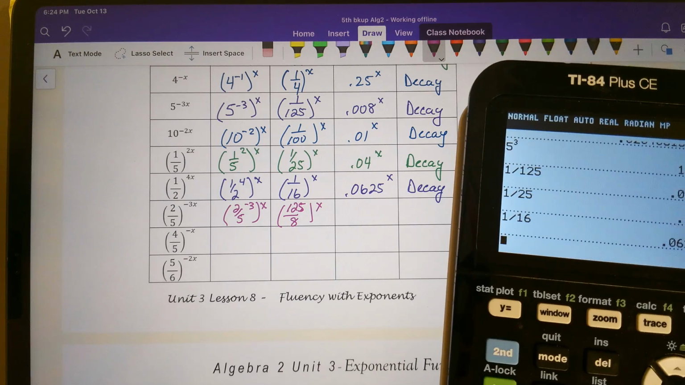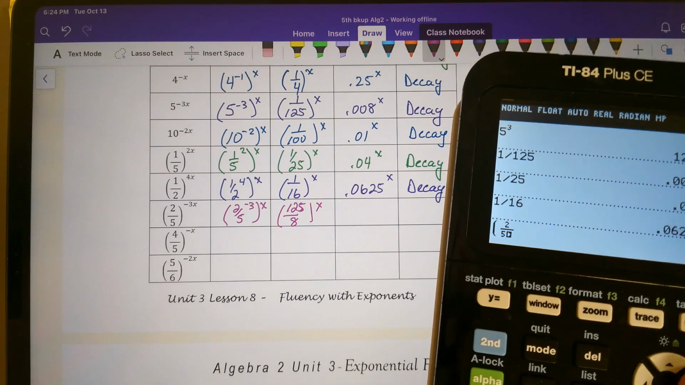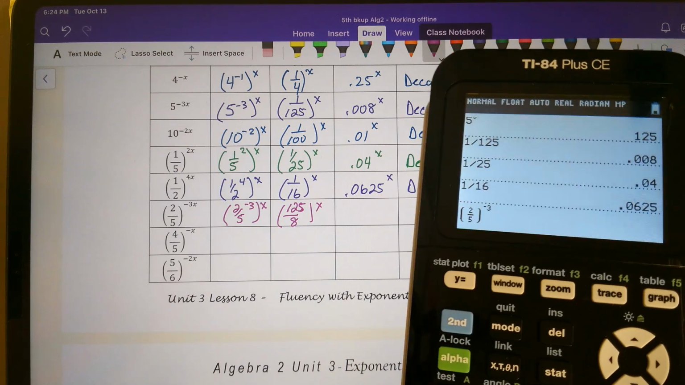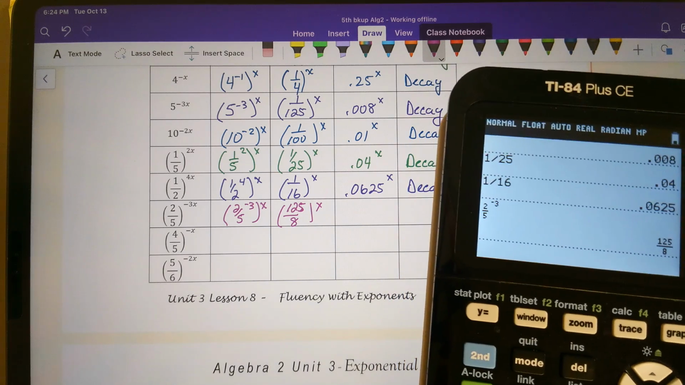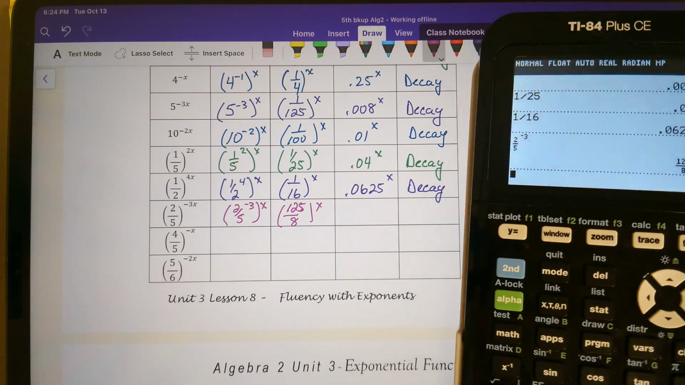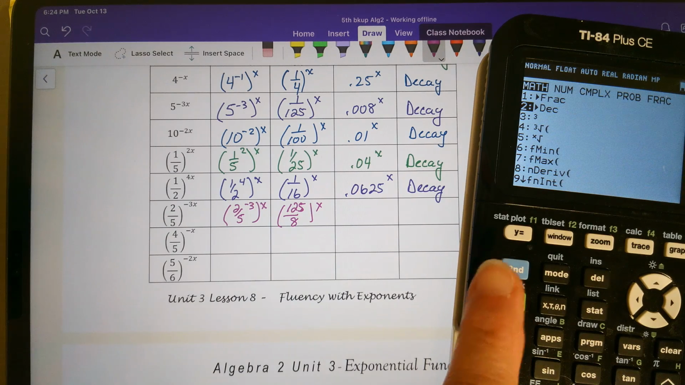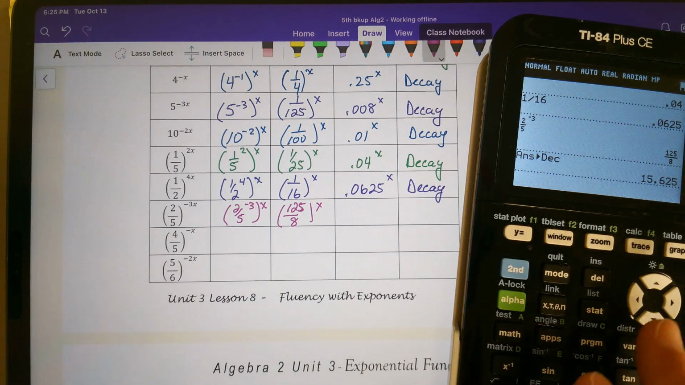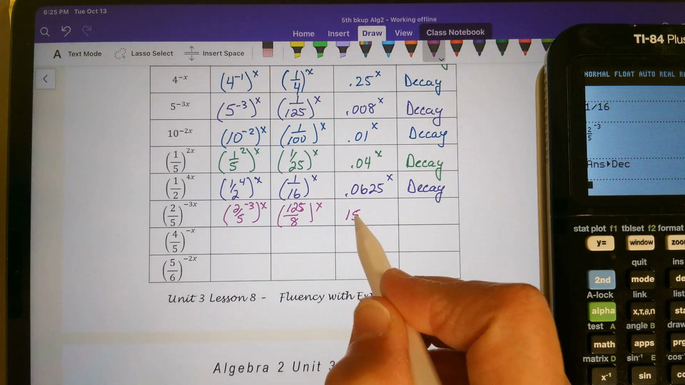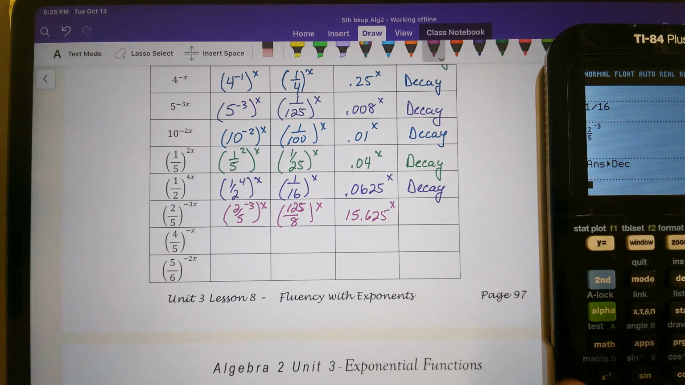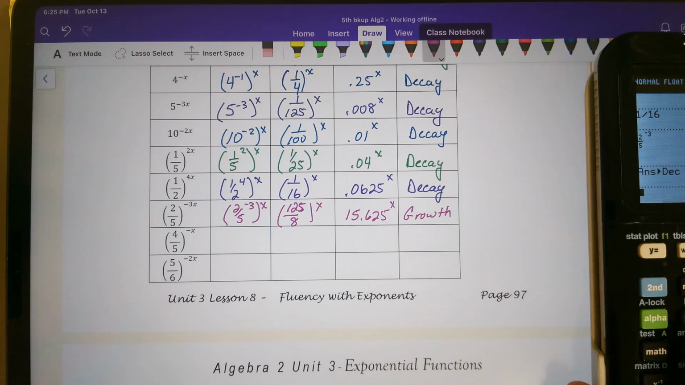So if I have 2/5 raised to the negative 3, that's 125/8. I have it on the calculator, so now I can simply hit math and then go down to 2. We'll change the fraction to a decimal. So that's 15.625 to the x. So finally, yay, we have one growth. The base is greater than 1.